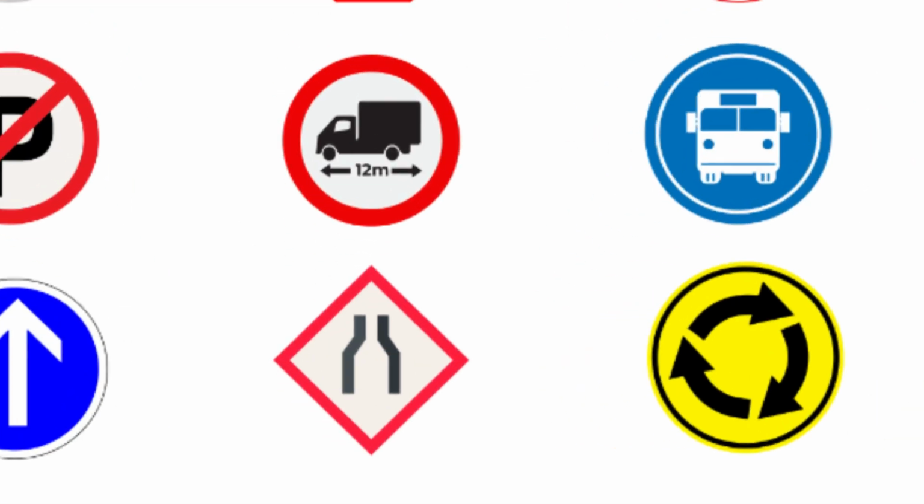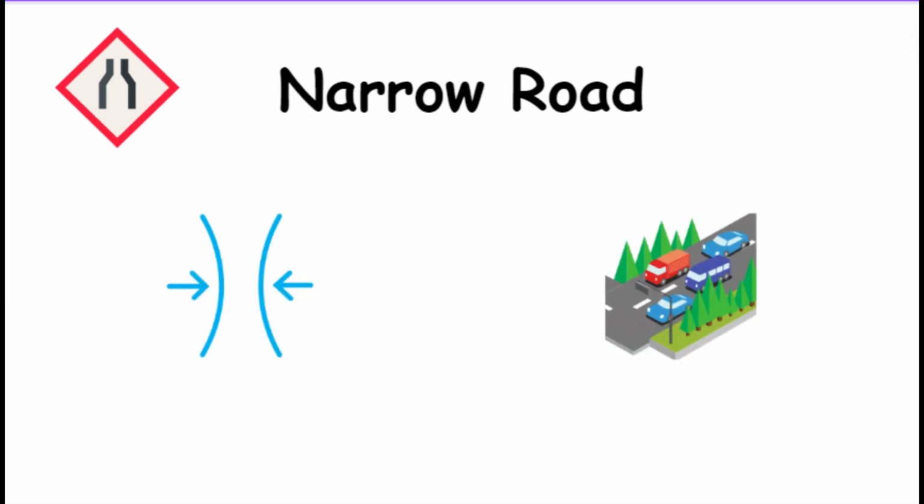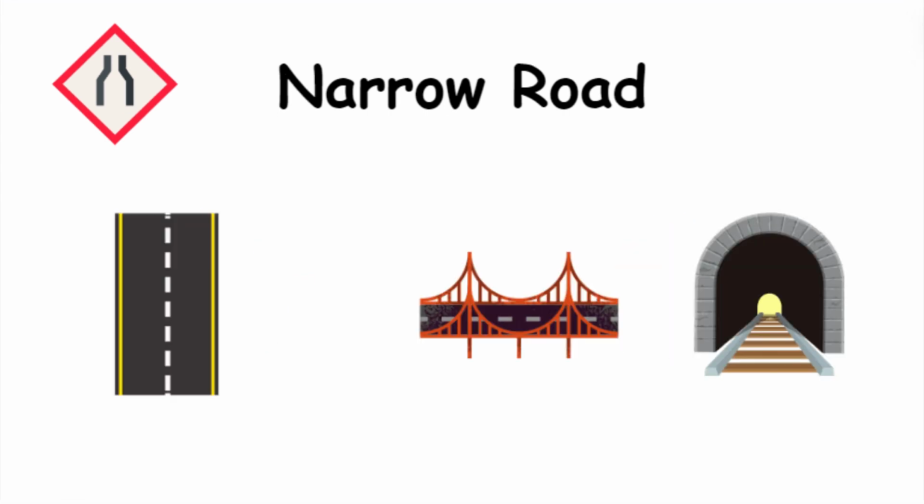The narrow road sign is a warning sign used to alert drivers that the road ahead narrows, potentially reducing the available space for vehicles to pass each other safely. It typically features a symbol of a road narrowing or constricting, often accompanied by a supplementary narrow road text. This sign is placed in advance of narrow sections of roadways, such as bridges, tunnels, or areas with tight curves, to caution drivers to reduce speed and exercise caution.